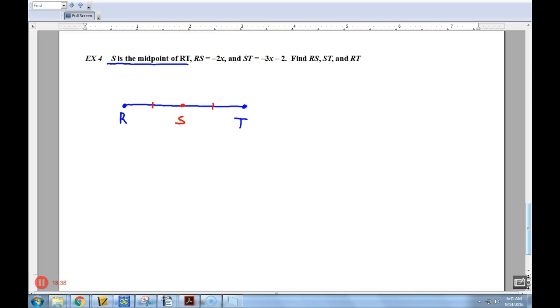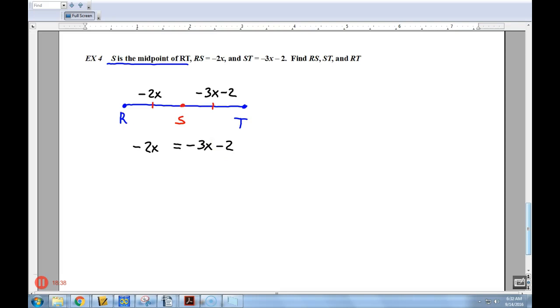RS is a negative 2x, so that's a negative 2x. ST is a negative 3x minus 2. These look kind of weird because they have negatives in them. And same thing, find all the pieces. So I'm going to move a little bit quicker on this one. RS, the left side, equals ST, the right side. And I start solving this.